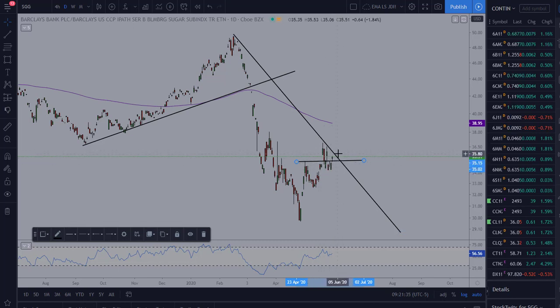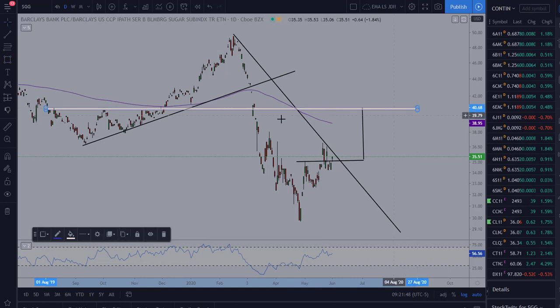We need to see some clearance above this 35.80 level, and to get our target, we just measure from that high of the 2 to the low of the 1, and we measure up. And that's going to take us right here into this area at about $40 to $40.50. So that's what we're looking at on sugar.